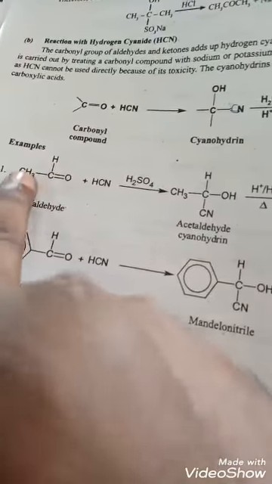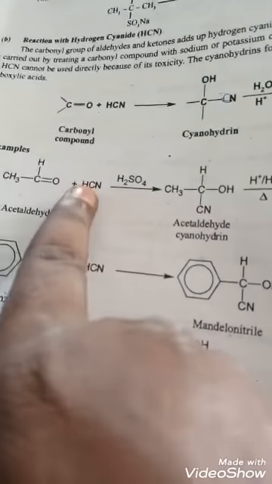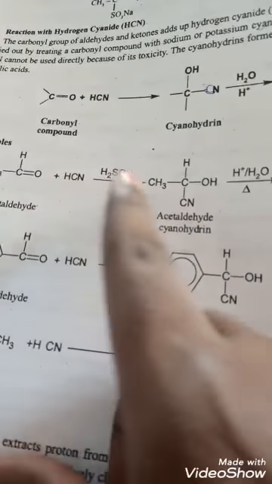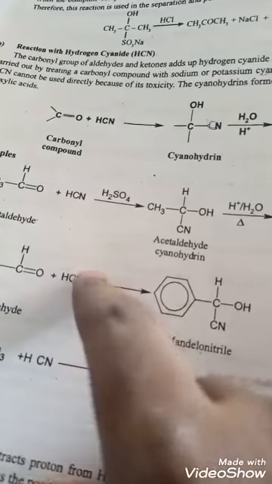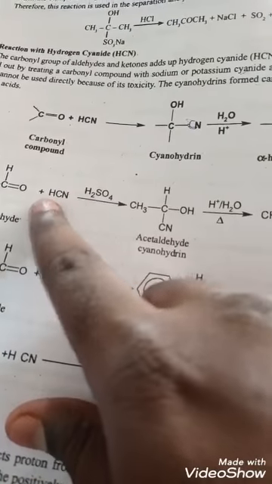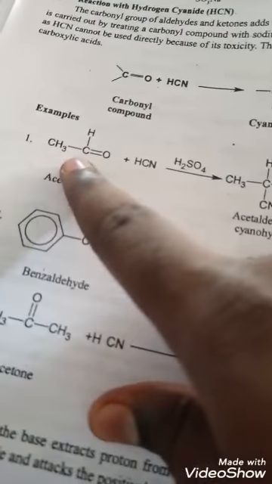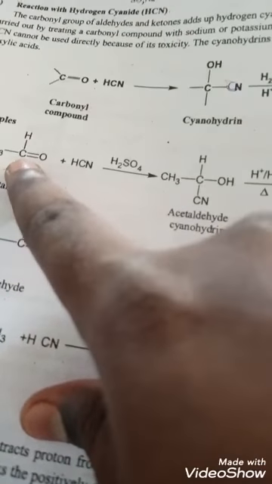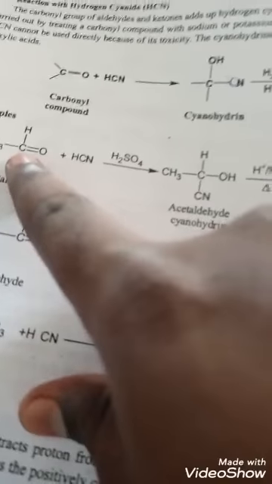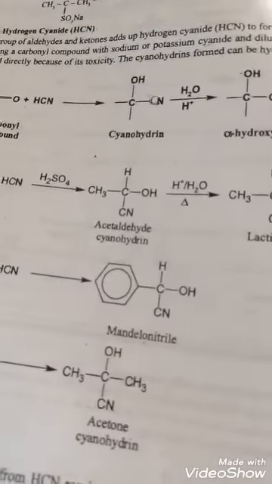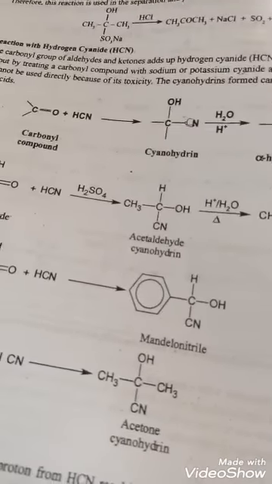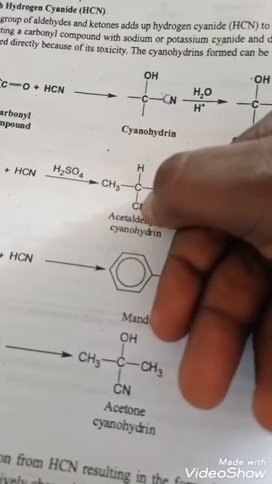In that example, first one, acetaldehyde, CH3CHO, with HCN in the presence of H2SO4 forms acetaldehyde cyanohydrin. Why? Because the CN comes to this side, since a carbocation, C plus, is formed. In that carbocation we can feel a negative charge. What is the negative charge? The CN molecule. So the CN combines with the carbocation.